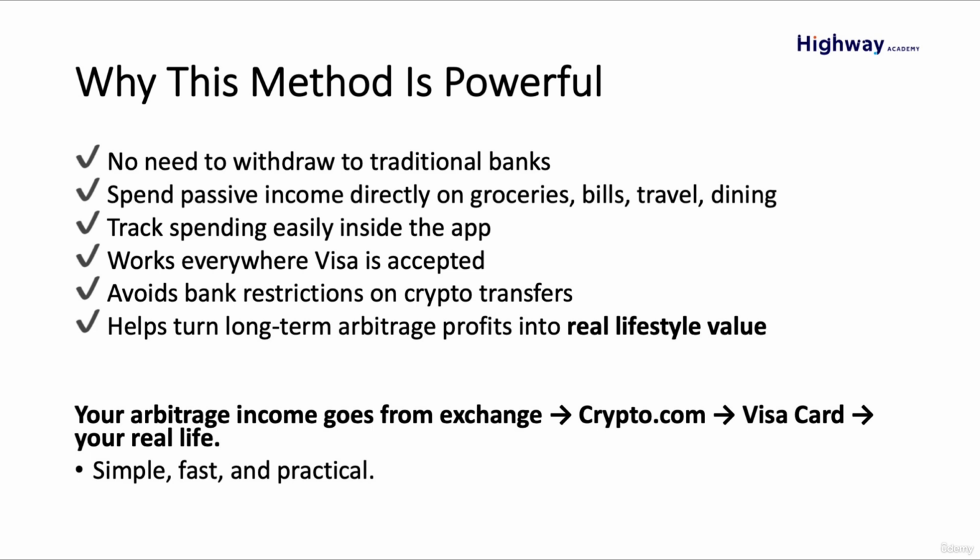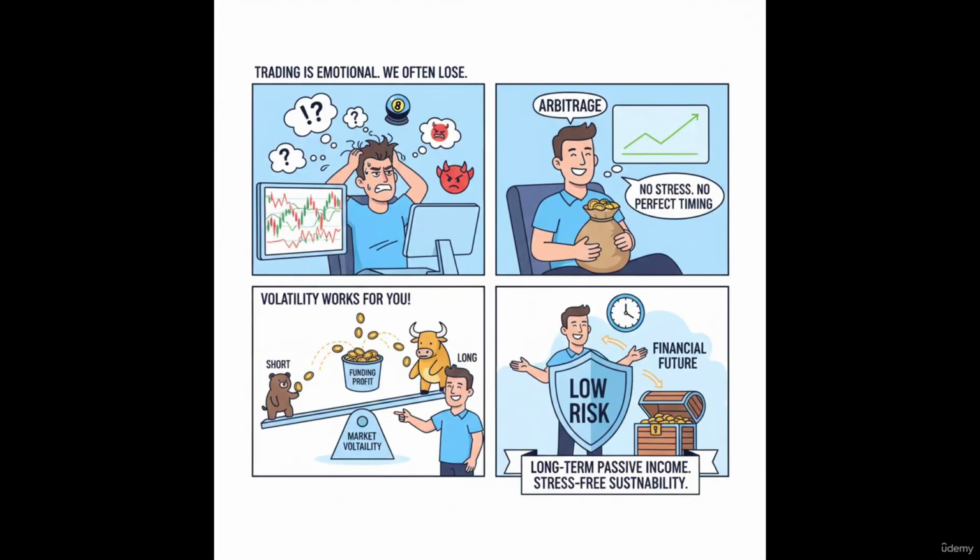In summary, a crypto debit card, especially one that supports multiple major currencies, is one of the easiest and most flexible ways to convert your passive arbitrage income into everyday spending. It keeps everything simple, fast, and convenient, allowing you to enjoy the rewards of your trading strategy without unnecessary complexity. And remember, while you can still use peer-to-peer exchanges to convert USDT into fiat directly, using a crypto debit card allows you to spend your earnings instantly without involving banks at all. It's clean, direct, and highly practical.